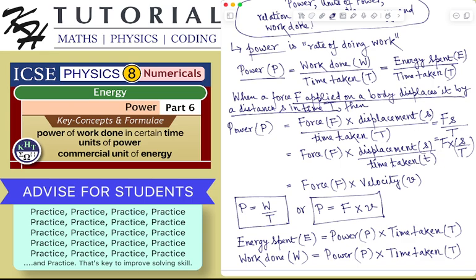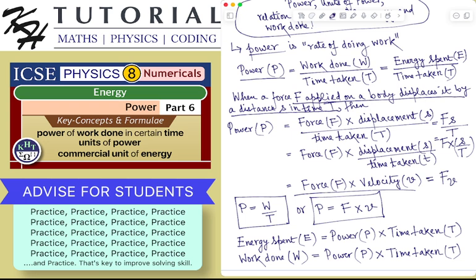So if you know that force F is applied on a body, and the body acquired a velocity of v, then also I can find the power, that is the power delivered by the force. It will be force multiplied by velocity, that is F multiplied by v.